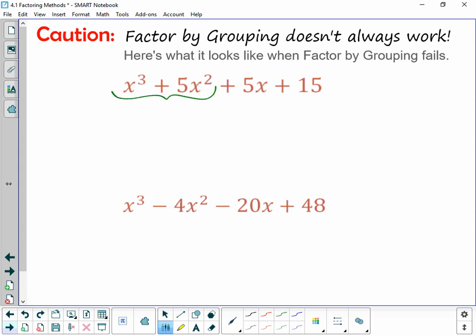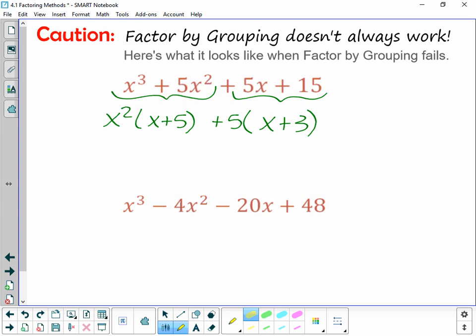If we group these two terms and factor out an x squared, we have an x plus 5. And here, if we factor out a common factor, that common factor is 5, leaving behind an x plus 3. So this grouping did not work because these two factors here are not the same. So we can't factor anything out anymore. Grouping did not work. We'll show you some methods for factoring things like this next unit, but for now we would just say that we were not able to use grouping to factor that.